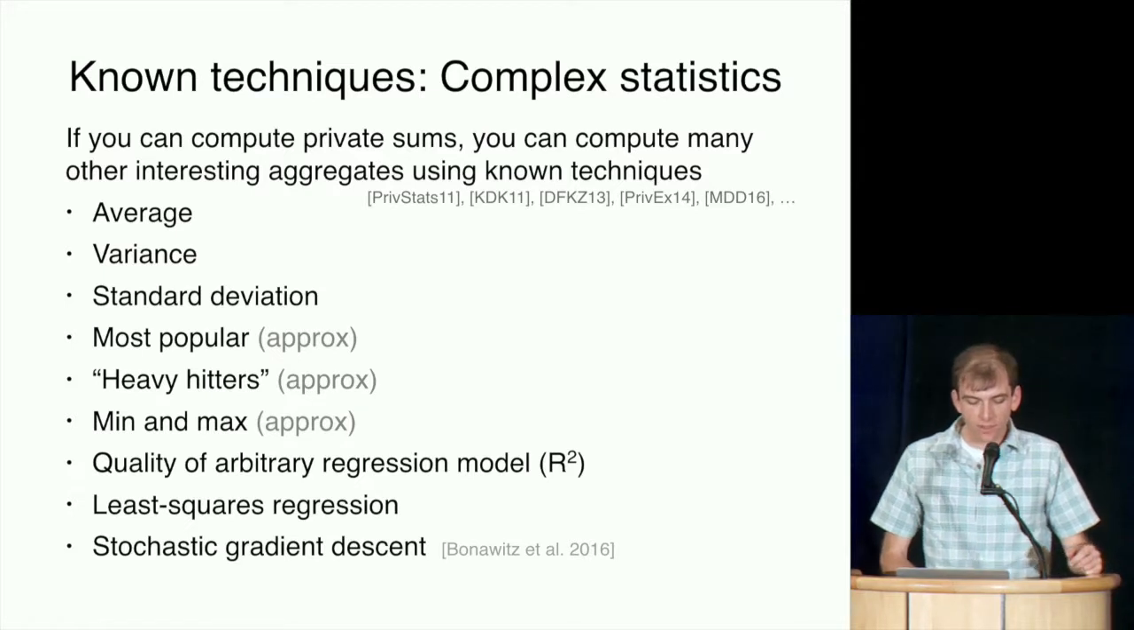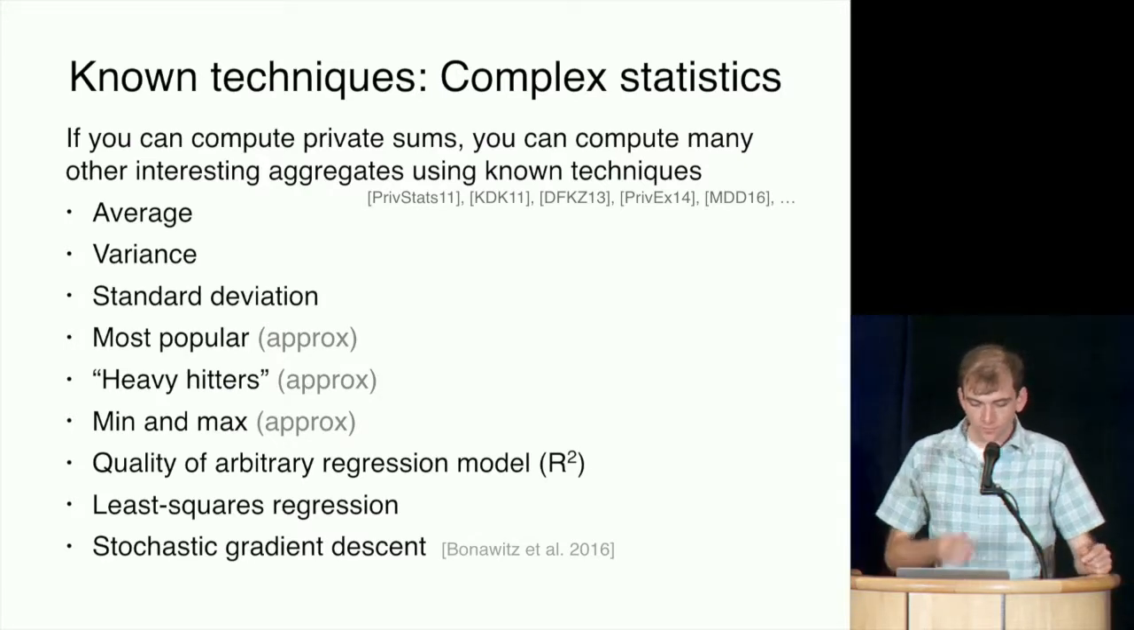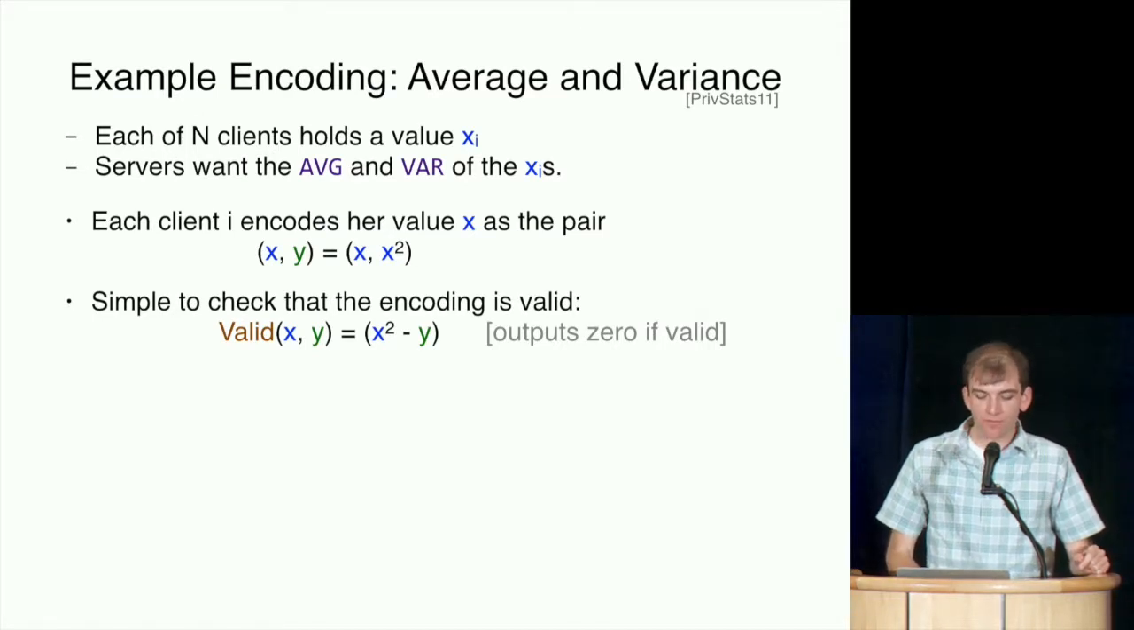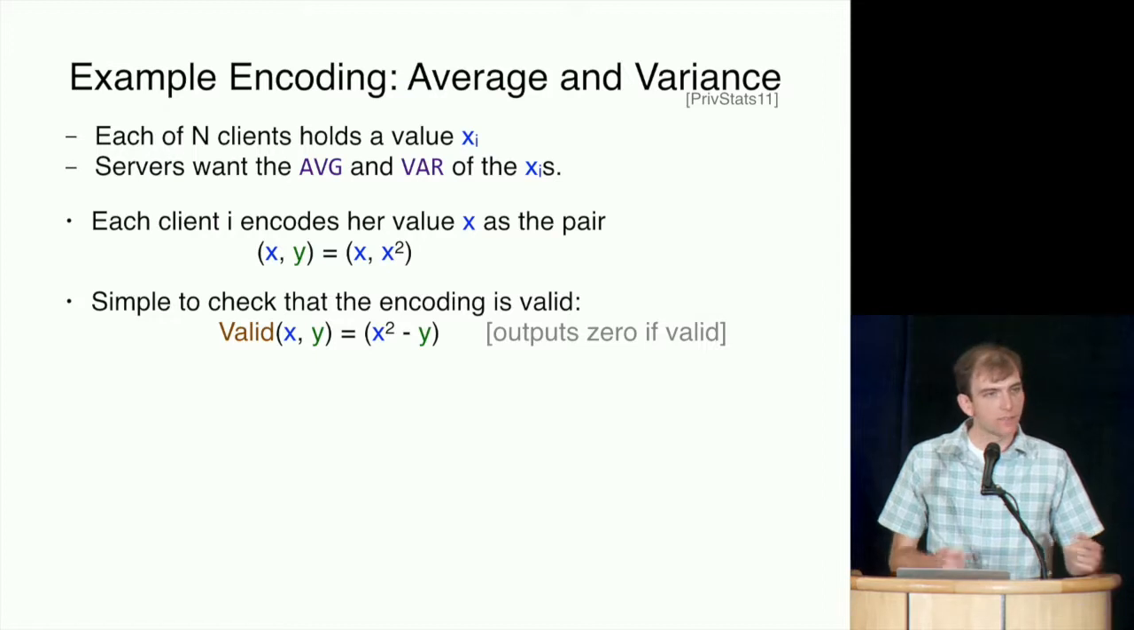Since it's not immediately obvious that this is true, I thought I would give one example of an encoding that shows how you can compute an interesting statistic from private sums. This is how you compute average and variance just given a system for computing sums. Here, each client holds a value x_i, and say we want to compute the average and the variance of these x_i's. The way we do this is by having each client encode her value x as the pair x and x squared. Checking this encoding is actually very straightforward. You just have to check that x squared minus y, the first component squared minus the second component, is equal to 0. That checks that the encoding is valid.